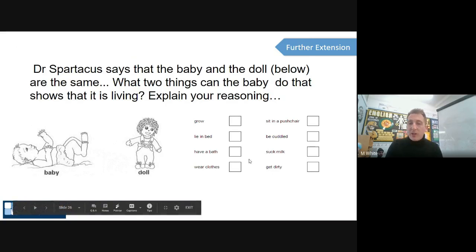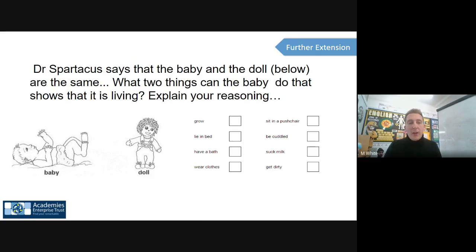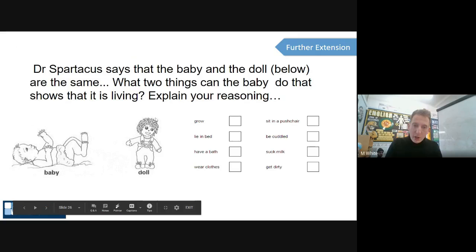So you could start by just ticking the 2 things that show that it's living. So think about what you watched in the Mrs. Gren video. What 2 things can the baby do that the doll can't do? And then explain why that proves or makes it really clear that the baby is alive and the doll is not. Okay? Even though the doll does look a bit scary, it's not alive.